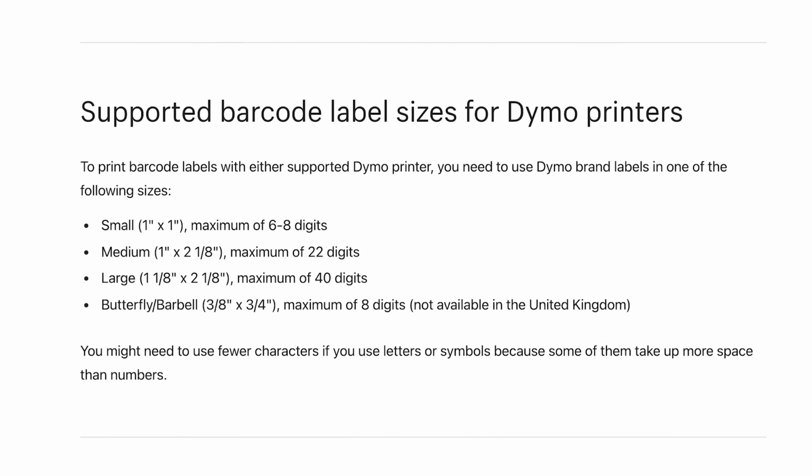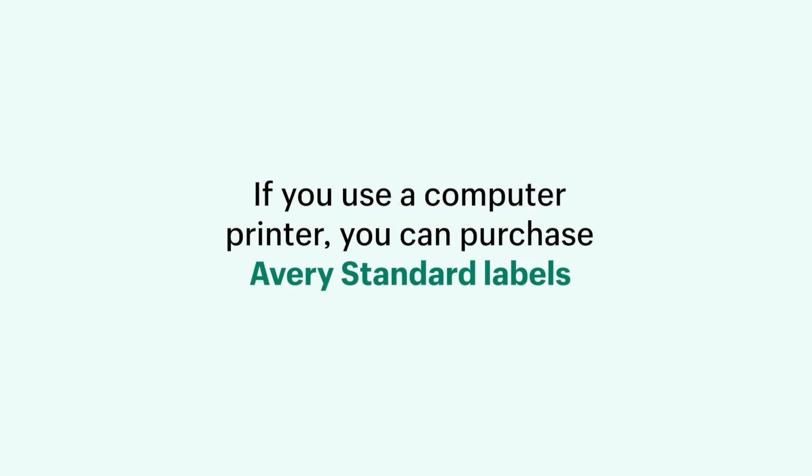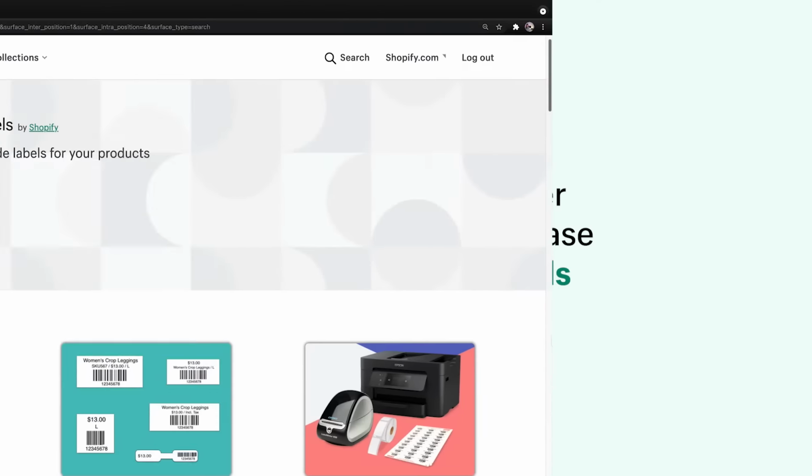You also need labels that are the right size to fit your specific barcode printer. You can buy printers and labels directly from the Shopify hardware store if it's available in your region. If you use a computer printer, you can purchase Avery standard labels to use with it.